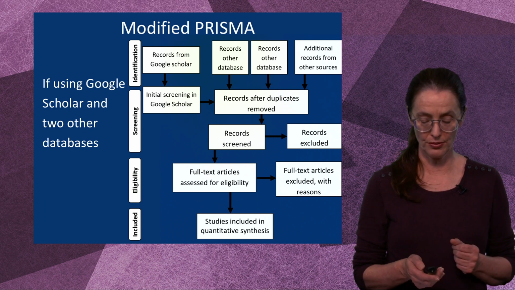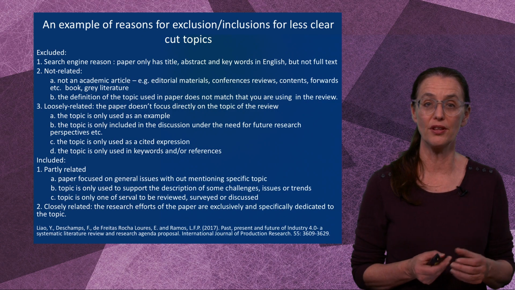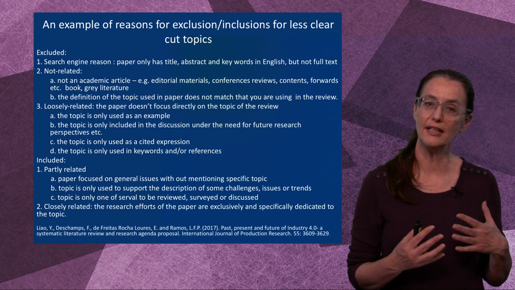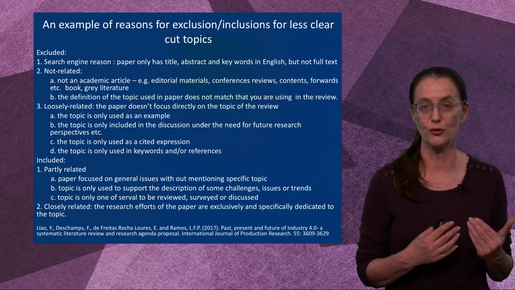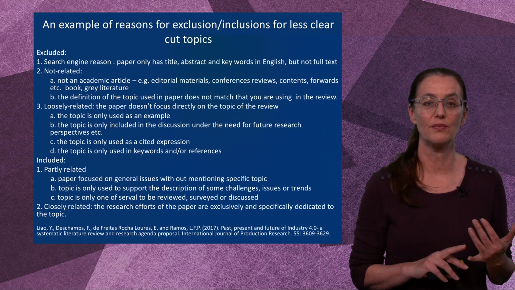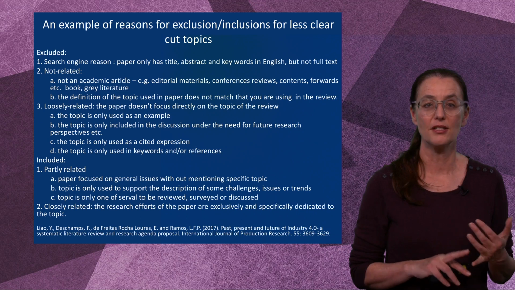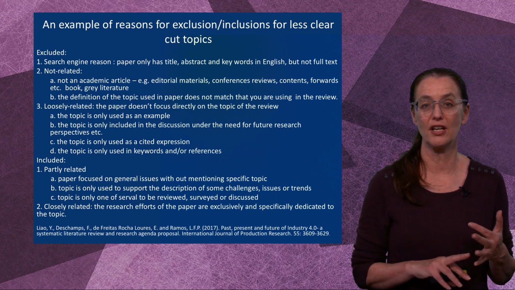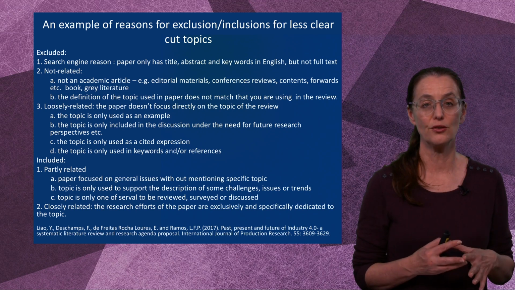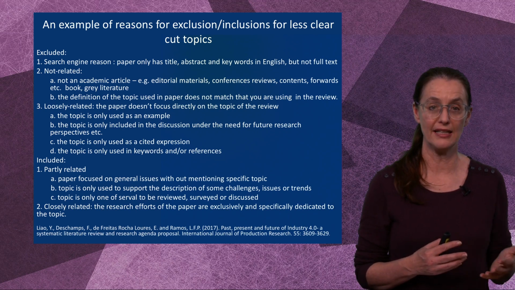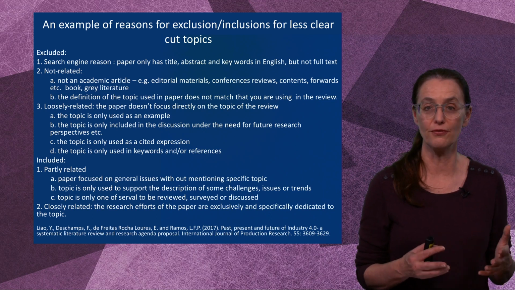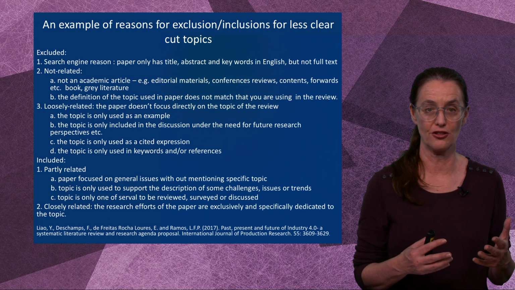And here's some examples from some papers of how people have dealt with that, when they were trying to do a literature review where it wasn't quite so clear about their inclusion and exclusion. So what they did, first of all, is they excluded those for the search engine reason. So the paper only has the title, the abstract, and keywords in English, but they couldn't get the full text. Then they excluded ones that they categorized as not related. So it was not an academic article, so editorial materials, conference reviews, contents, etc.